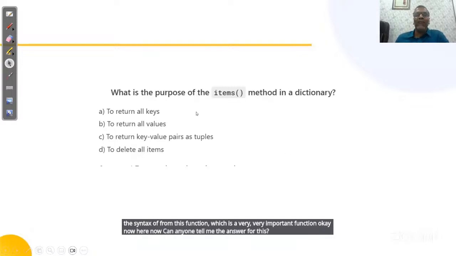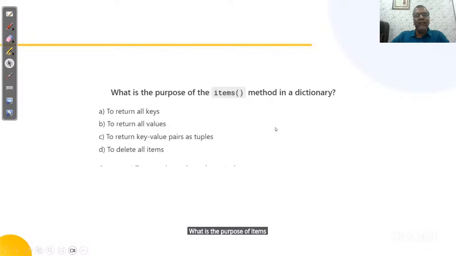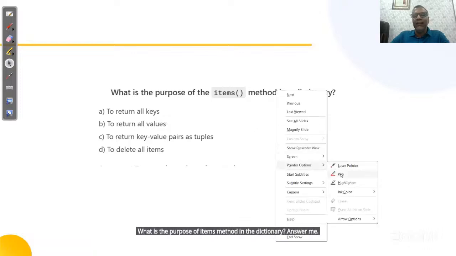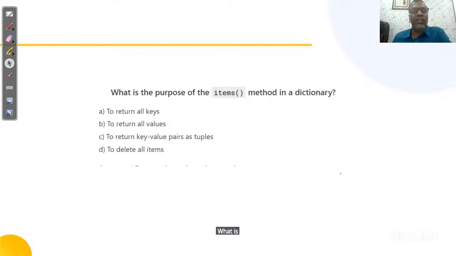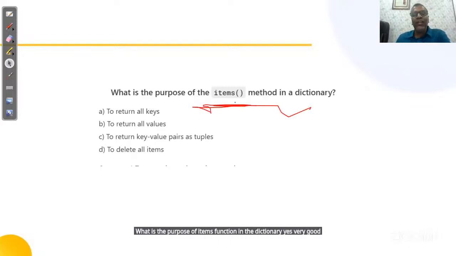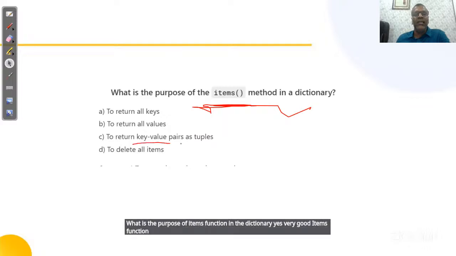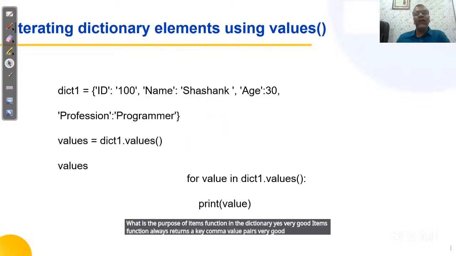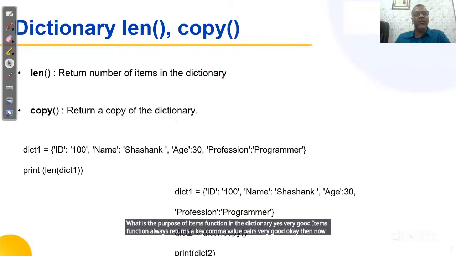Now, can anyone tell me the answer for this? What is the purpose of the items method in the dictionary? Answer me. What is the purpose of the items function in the dictionary? Yes, very good. The items function always returns key comma value pairs. Very good. Then now we already discussed these 3 functions.